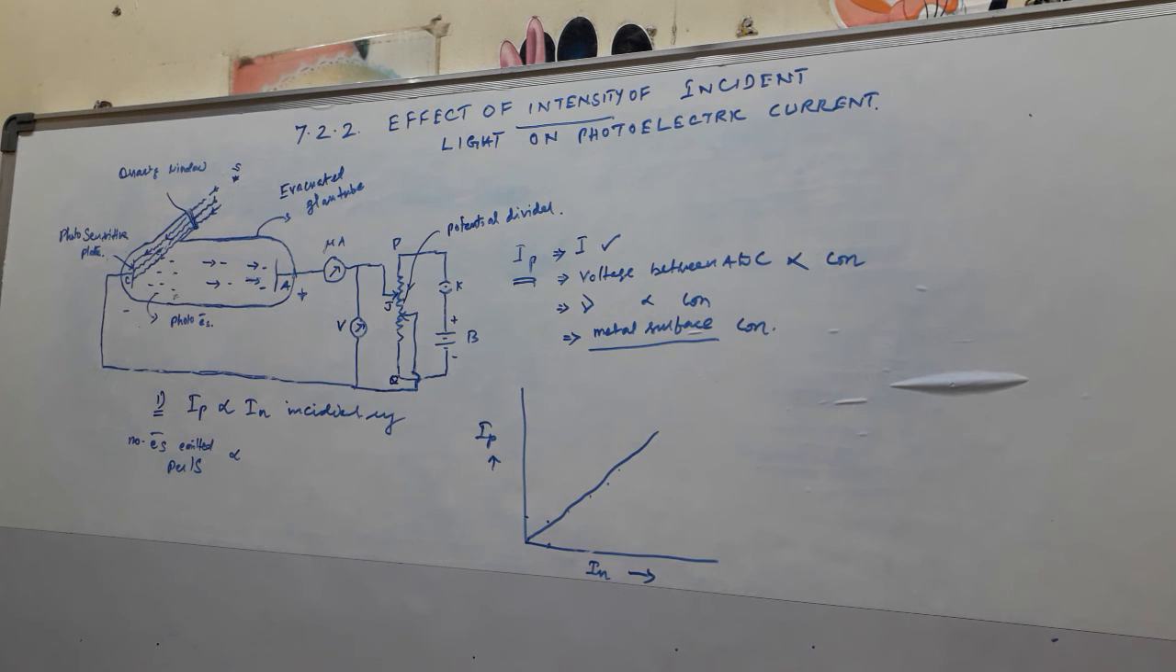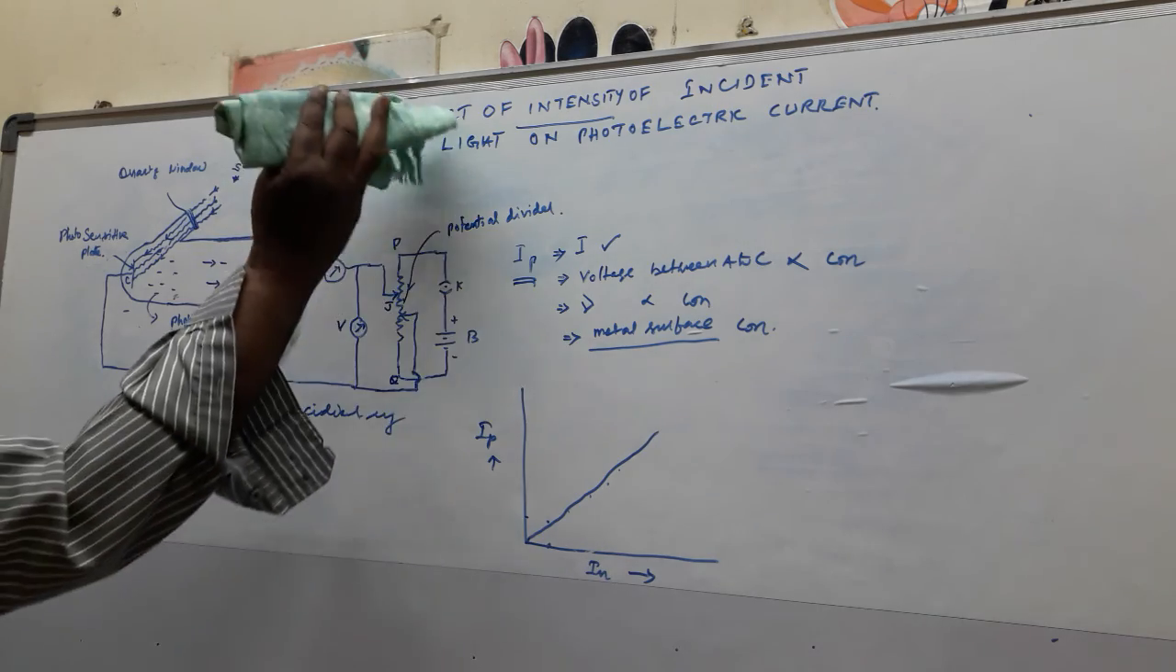Then the second thing that we are going to deal with is the effect of potential difference on photoelectric current.